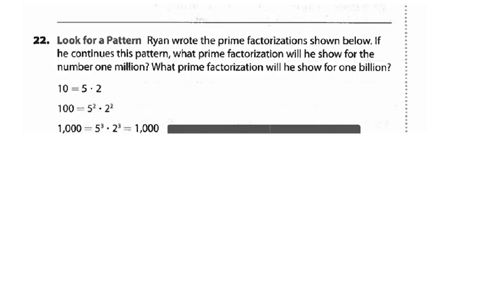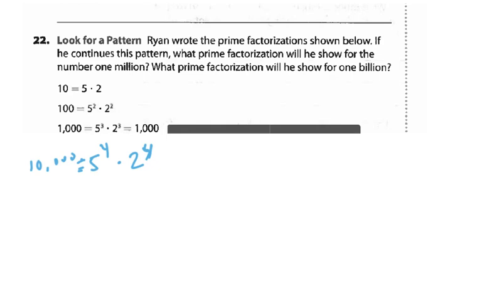And then here we have Ryan wrote the prime factorizations shown below. If he continues this pattern, what prime factorization will he show for the number 1 million? Okay, so if 5 times 2 gives you 10, and then 5 squared times 2 squared gives you 100, and then 5 cubed times 2 cubed gives you 1,000, then 5 to the 4th times 2 to the 4th, now you would think that should give you 10,000, right? So you should check that with your calculator, see if it's true.